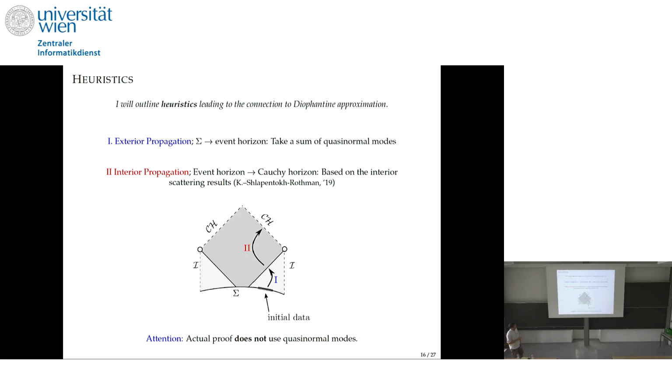So for the heuristic discussion, we will assume that the exterior propagation on the black hole exterior is completely governed by quasi-normal modes. So we take a solution being, let's say, an infinite sum of quasi-normal modes. We know that those don't constitute a basis, but nevertheless, let's do this for a moment for the purpose of the heuristics. So we assume that the exterior is a sum of quasi-normal modes, solutions on the exterior. And on the interior, we will use results with Schlappendorf-Rothman on understanding the interior scattering operator from the event horizon to the Cauchy horizon.